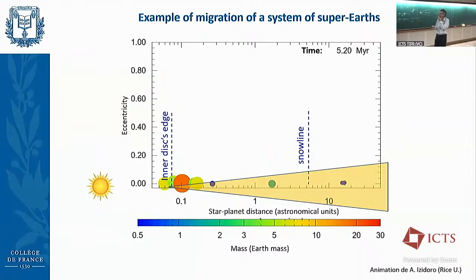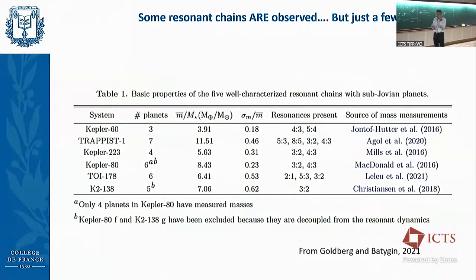Now, these resonance chains exist, they are observed, and this is a table of known resonance chains established by a number of authors in 2021. Now it's 2026, the list is much longer because TESS has found several resonance chains. So resonance chains exist. And these are the resonances involved. You see 3:2, 4:3, 2:1, 5:3, 2, and so on. And the fact that some resonance chains exist is an undisputable proof that planets migrate, because it's the only way to make planets resonant.